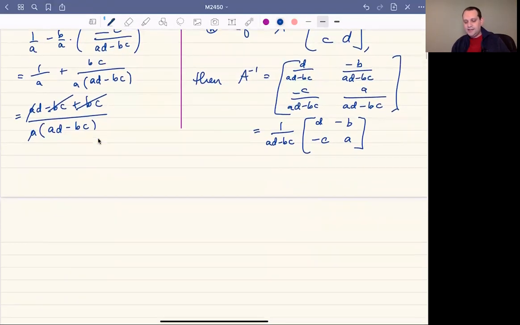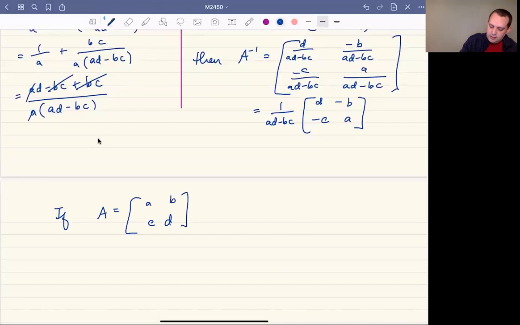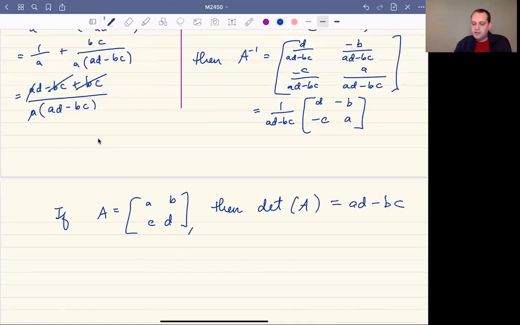This quantity AD minus BC is going to come up again and again and again in an unreasonable amount of time. So it's got a name. It turns out that if A is the matrix A, B, C, D, then this quantity AD minus BC is called the determinant of A. Chapter 3 is all about determinants and all the things that the determinant tells you. It actually tells you an incredible amount of information about A, and it tells you a lot about many, many things.